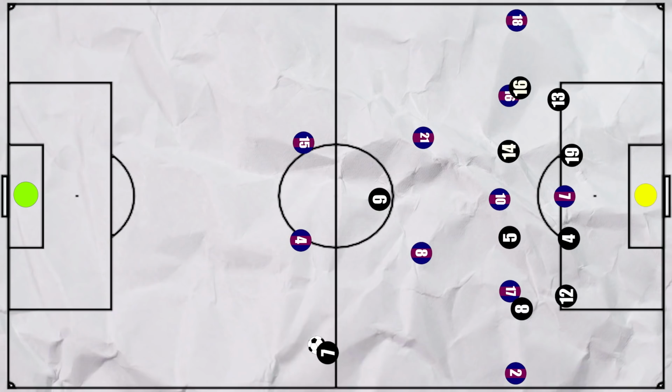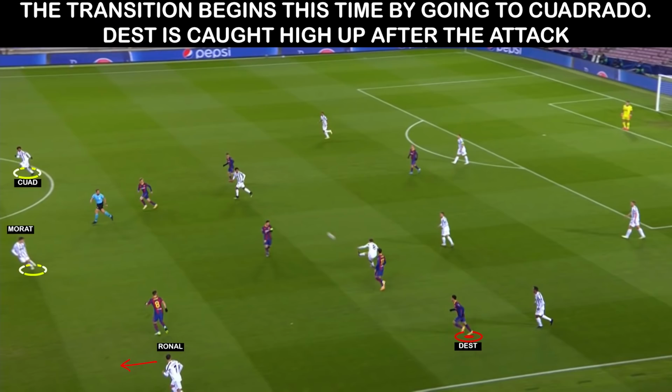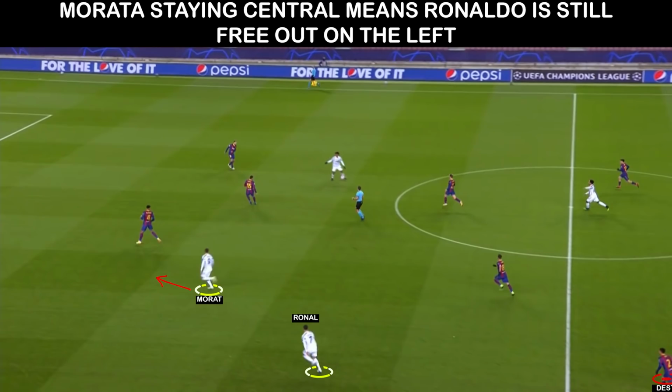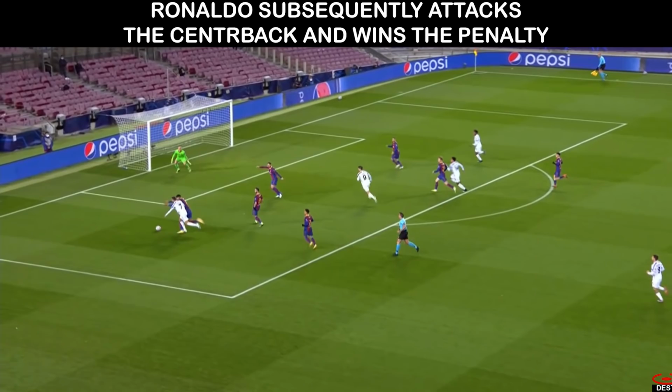This is what leads to the first penalty. Dest is caught high up and Ronaldo moves into the left wing position. The first pass is to Cuadrado, whilst Morata's central means a defender can't confront Ronaldo. Ronaldo is found, attacks the centre-back and wins the penalty.